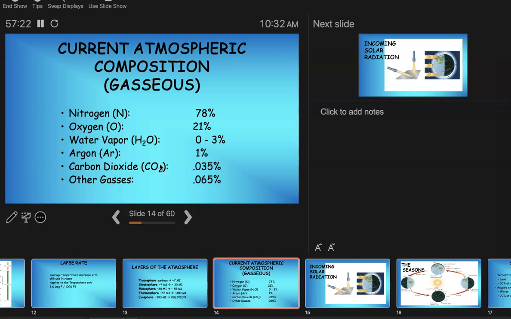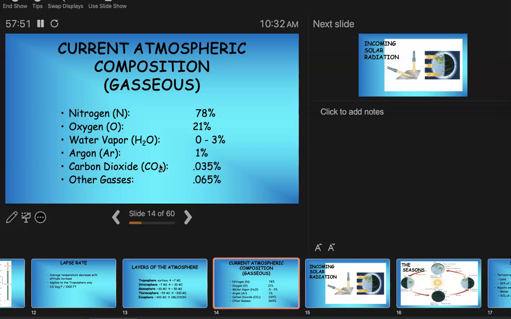Water vapor, 0 to 3%. I know some of those nights we just had not too long ago, some of those days, it felt like it ought to have been like 25%, right? But again, it is what it is. And when you put that small amount of water vapor into the air, you actually feel it. Argon, no idea what argon's doing in there. But it's there. We got some.